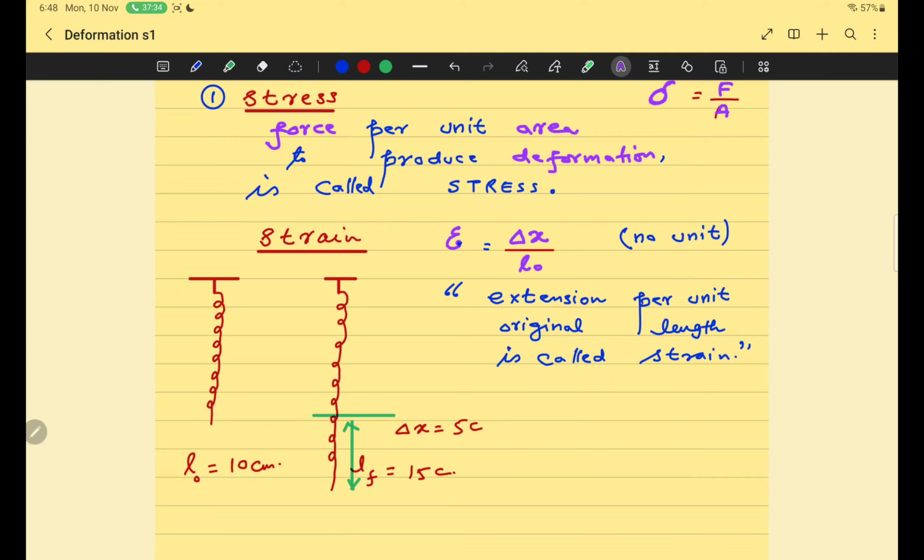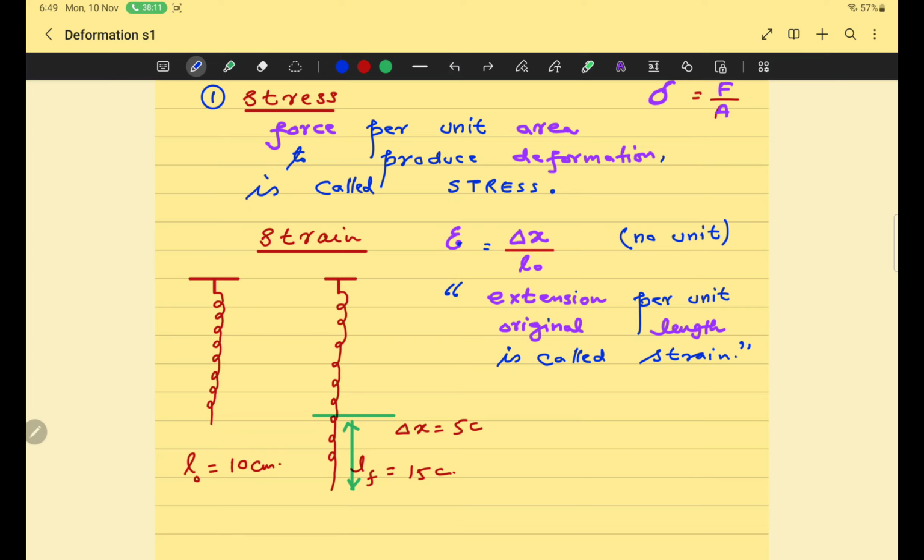Per unit original length. Okay, so extension divided by original length is called strain. Stress produces deformation, and this deformation is measured by strain, having no unit. Sometimes we express strain in percentage, 20% strain, 30% strain. If you multiply by 100, then it is in percentage.